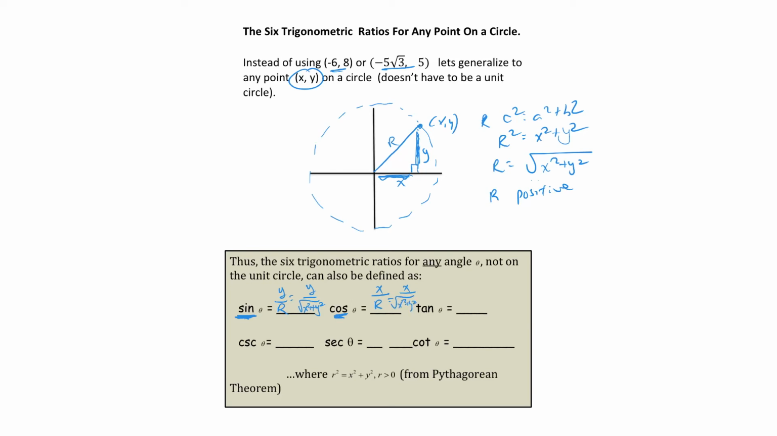Now tan, what is tan? Well, tan is opposite over adjacent, or like in previous videos, it is y over x. And these ones over here, the reciprocals, you just take the flip, so I'm not going to bother doing that, you can do that on your own.